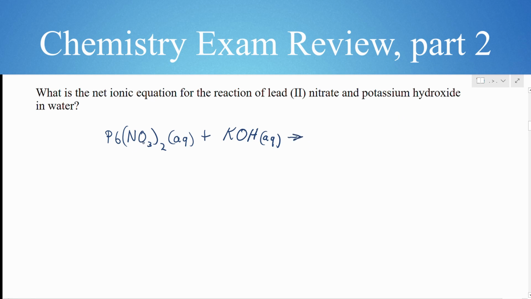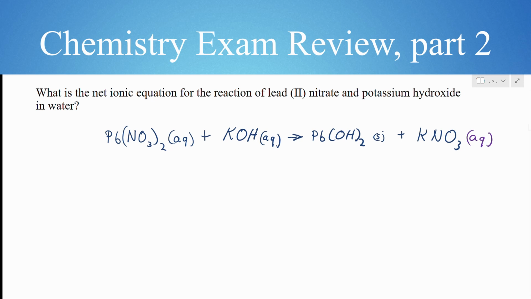This is going to be a double displacement reaction, okay? So outer things go together and inner things go together. Okay, so we have lead(II) hydroxide, which needs 2 hydroxide ions because lead has a positive 2 charge and hydroxide has a negative 1 charge. And then we're going to add this to potassium nitrate. So 1 potassium and 1 nitrate ion, because potassium has a positive 1 charge and nitrate has a negative 1 charge.